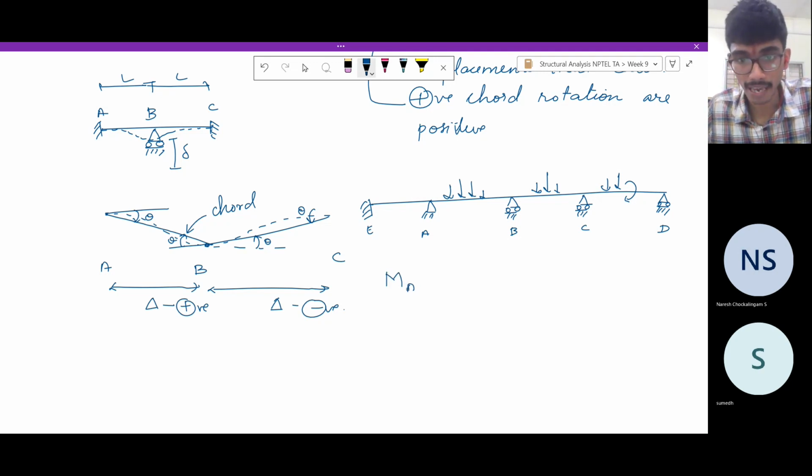The moment MAB, what is MAB? MAB is the moment in the span AB at A. If you cut this beam here, this is MAB. If you take this point, this is MBA. So MAB is given as 4 EI, and say this beam rotates this way.